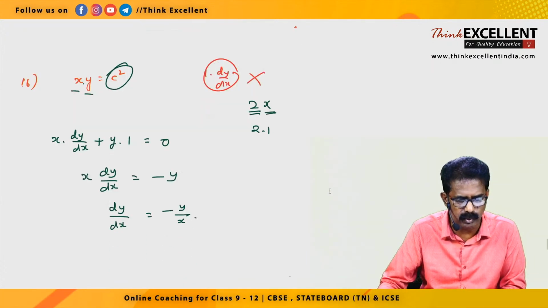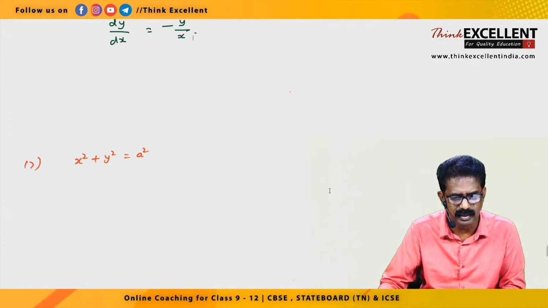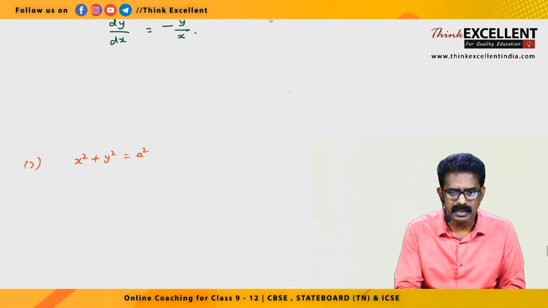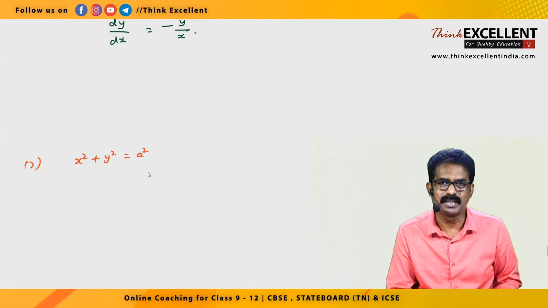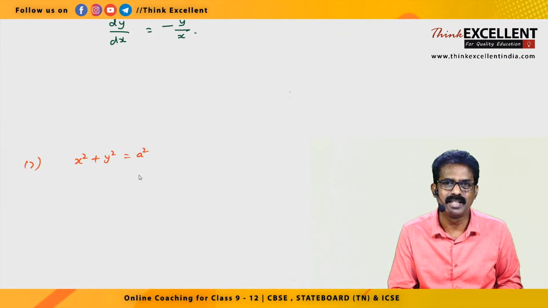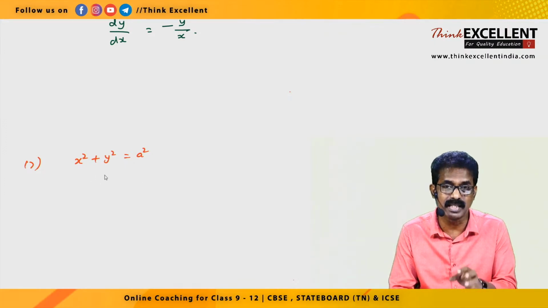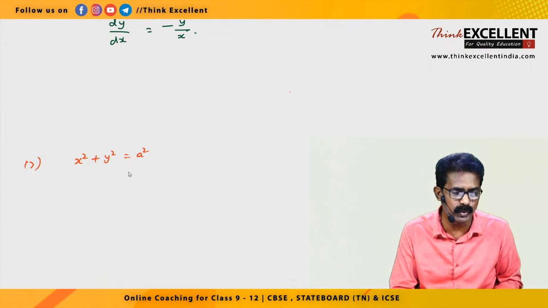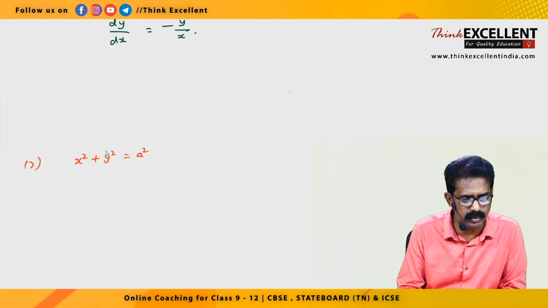Okay, now let's move on to question number 17. X square plus y square equal to a square, your familiar curve. What is this curve? It is a circle, right? It's a circle with center at 0, 0 and the radius is a unit, right? X square plus y square equal to a square.